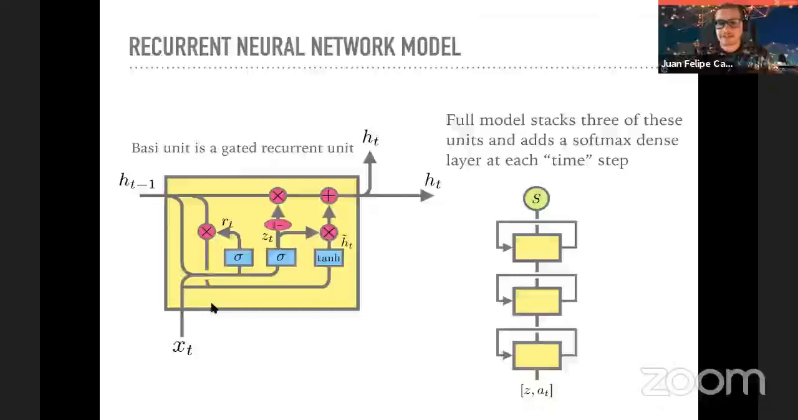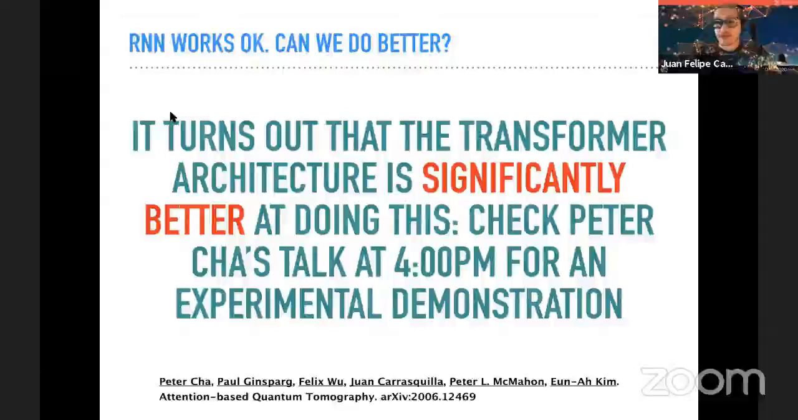So let me mention that RNNs work okay, they do the job, but can we do better, right? It turns out that the so-called transformer architecture is significantly better at reconstructing these quantum states. And I encourage you to check Peter Chas's talk at 4 in the conference for a demonstration that the transformer is much better, but also for an experimental demonstration of the technique, which we recently posted on the arXiv with our collaborators at Cornell.